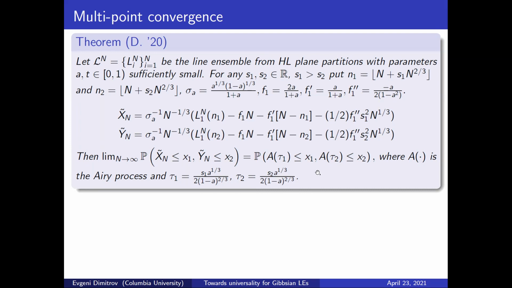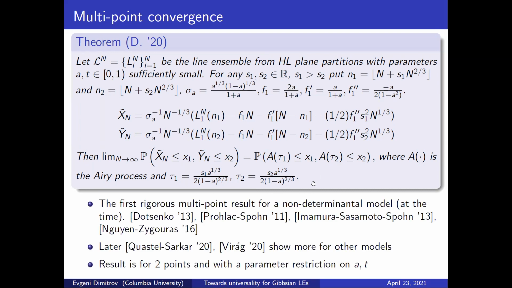Okay, so at the time that this result came out, it was the first rigorous multi-point result for a non-determinantal model. So the Hall-Littlewood is not a determinantal point process. This was kind of the first case that we were able to show more than one point convergence for such models. There were previous non-rigorous works based on replica approaches in the physics literature. So there are several people here, Dotsenko, Prolhac and Spohn, Imamura, and Sasamoto.